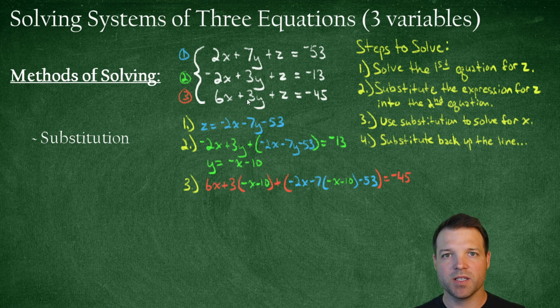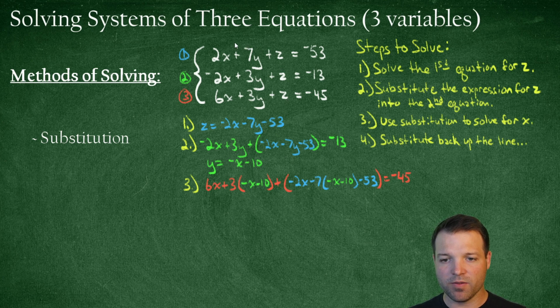One of the biggest things that you can do to not run around in circles is make sure that you use different combinations of your equations. I used 1, 2, then 3. If I look at the third equation, I have three variables, x, y, and z. However, I have y in terms of x right here. y is equal to negative x minus 10.